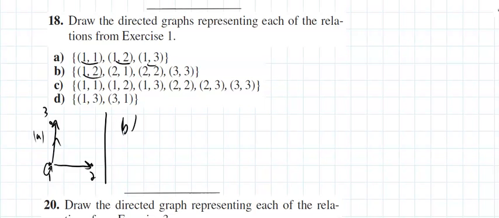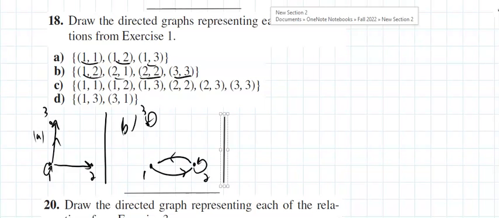For B, I have 1, 2, and 3 again, the same deal. I'm going to go 1, 2, 3. And actually, here, let's go this way, 1, 2, 3, so it doesn't get in the way. I notice 1 goes to 2 and 2 goes to 1. So instead of putting a line, that's how we show it. 2 goes to itself, and 3 goes to 3. There we go, done. Really simple.